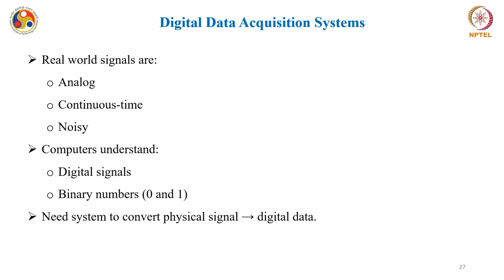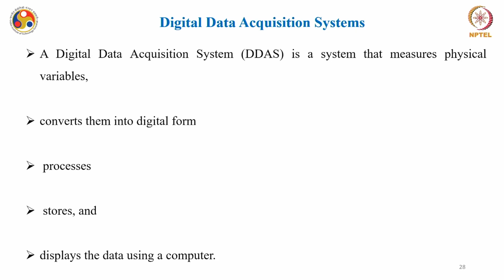I have been telling continuously that the real world signals are mostly analog and continuous in nature. Because of this, a lot of noise is also there in these signals. However, our computers understand the digital signals, either 0 or 1, and therefore we need to convert these physical signals into certain digital data.